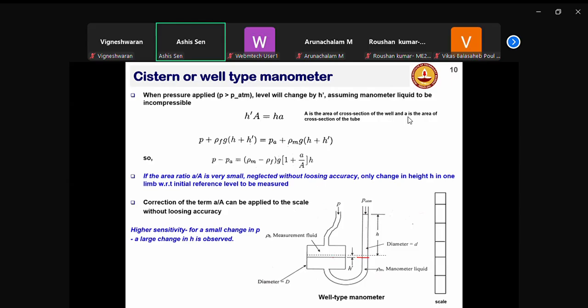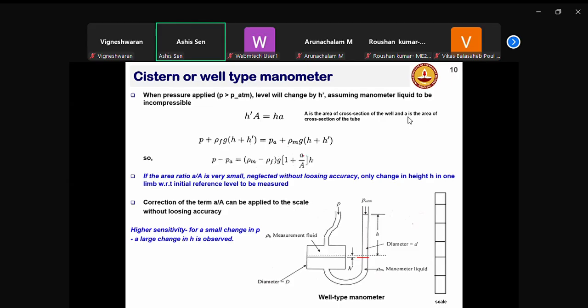That means you don't need to really look at what is happening in the left limb. The height by which the liquid is going to rise in the right limb only needs to be monitored. Okay. So that basically helps that you don't need to really look at the left and right and so on. Just by looking at one of the limbs, and if you have a scale, it makes it a lot easier. Just look at one limb and find out the height difference.